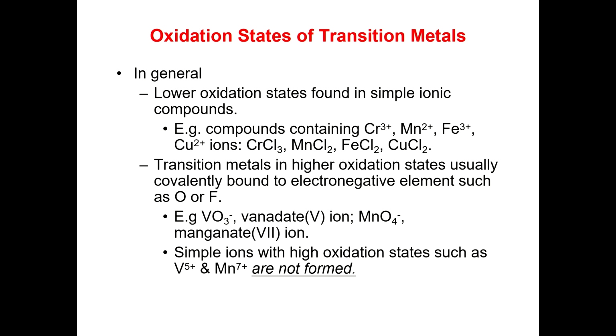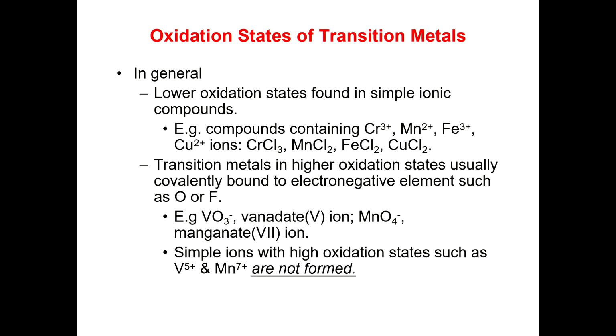Okay, so here is about the oxidation states of transition metals. Basically, the low oxidation states are found in simple ionic compounds. For example, these simple compounds show low oxidation states. But for some transition metals in higher oxidation states, they are usually covalently bound to electronegative elements like oxygen and fluorine.